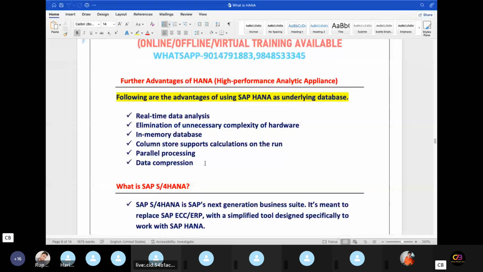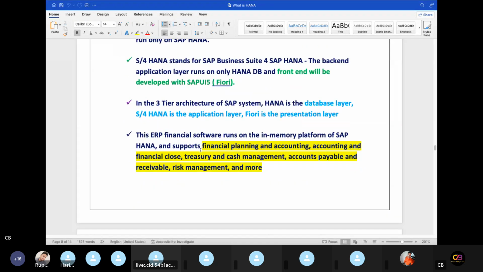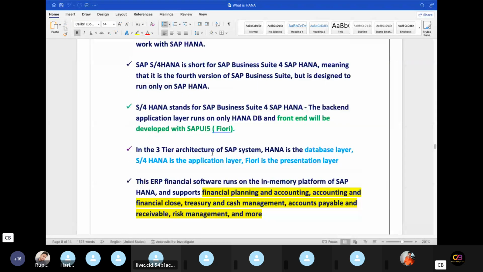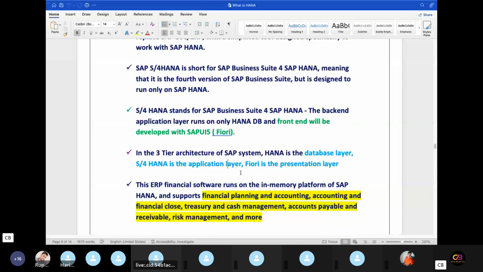HANA stands for High Performance Analytic Appliance. As I told you earlier, SAP S4HANA is a three-tier architecture: application layer, presentation layer, and database layer. The database layer is the HANA database. The presentation layer is Fiori apps. And the middle layer is S4HANA.